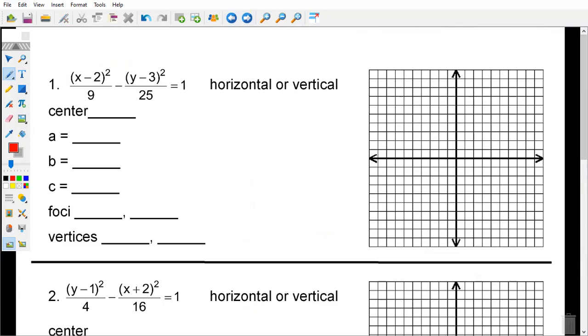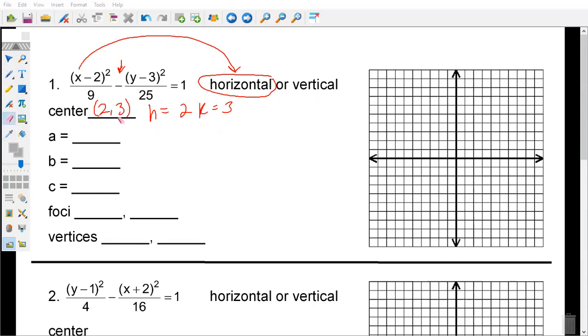So here we have (x minus 2) squared divided by 9 minus (y minus 3) squared divided by 25 equals 1. I know that it's a hyperbola because I am subtracting. Now I have to determine, is it horizontal or vertical? It is horizontal because x is first. Your center depends on your h and your k for this problem. Our h equals 2, our k equals 3. So our center is (2, 3).